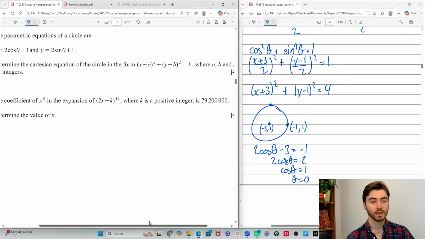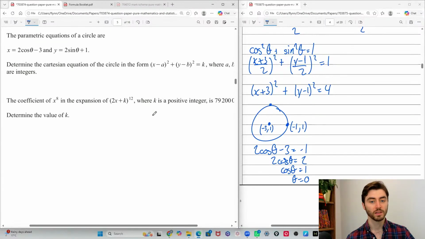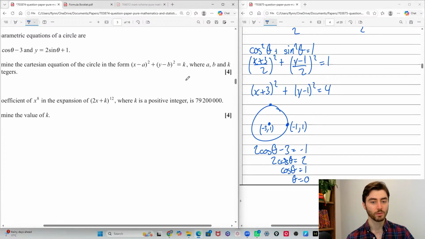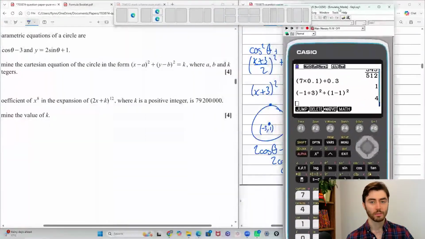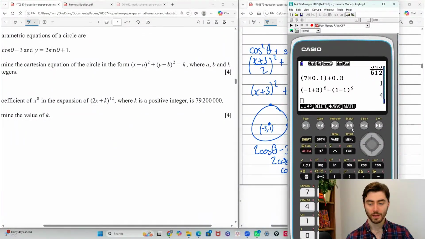Determine the value of k. Well, all I'm going to do here is plug the value of k back in and confirm I get this as my coefficient of x. Now, can I remember how to do n choose r on this bad boy? I don't think I do.